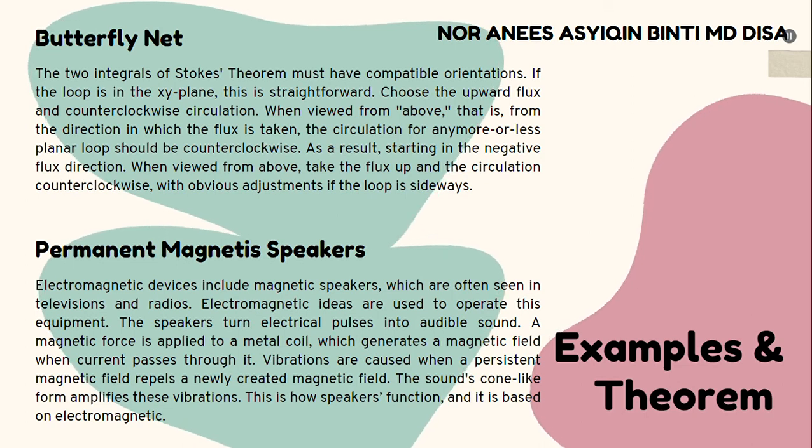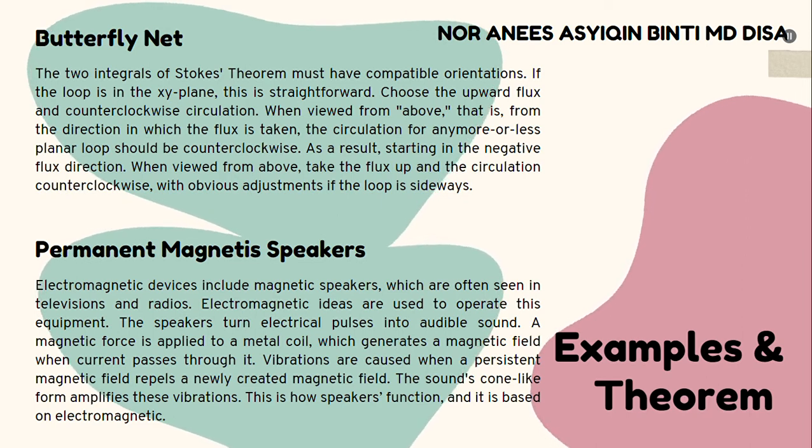The circulation for any more or less planar loop should be counterclockwise when viewed from above, that is, from the direction in which the flux is taken. As a result, start in the direction of negative flow. Take the flux up and the circulation counterclockwise when viewed from above, with obvious change if the loop is sideways.